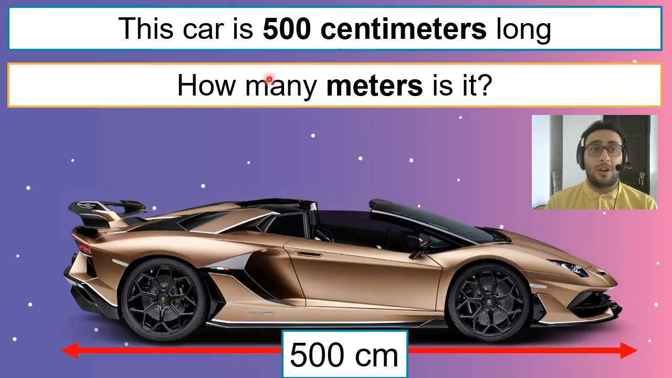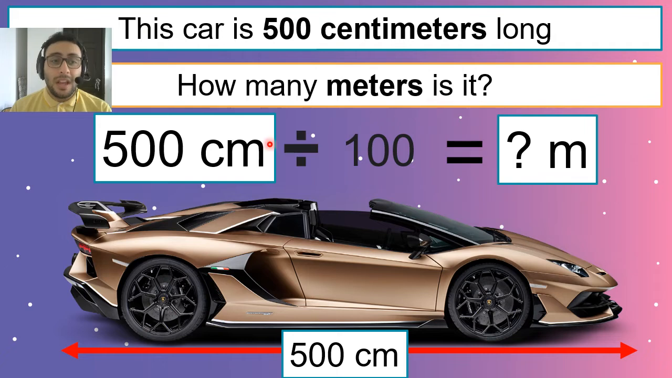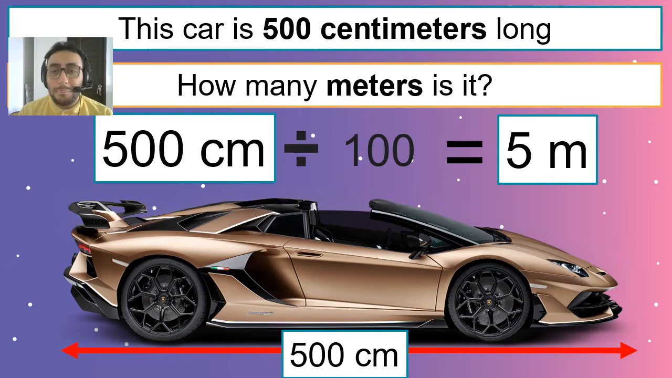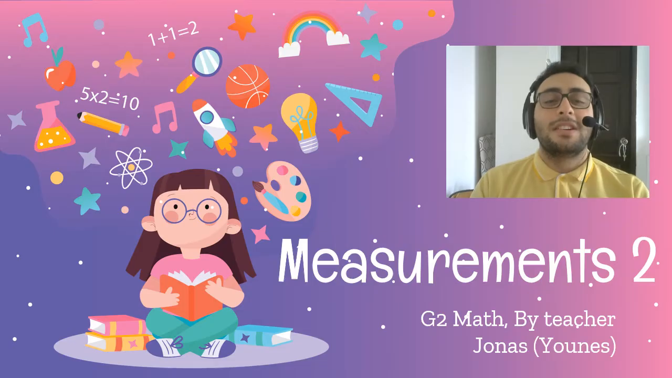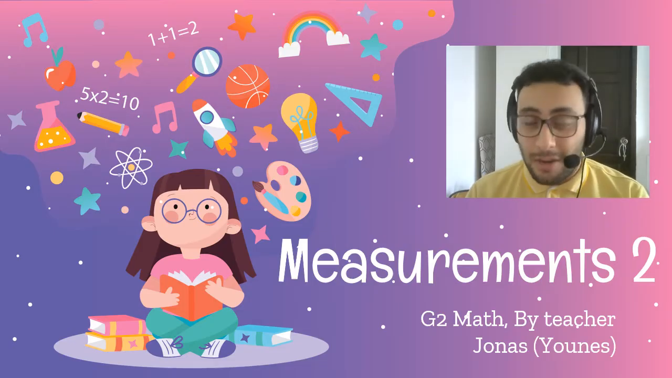Now look at this car. This car is 500 centimeters long. Okay, that's quite long. And it's a Lamborghini. Ooh, I like it. How many meters is it? Easy. 500 centimeters divided by 100 equals something meters. How many hundreds are in 500? 5. So it's 5 meters. Easy peasy. Now, we're going to talk about the next topic.